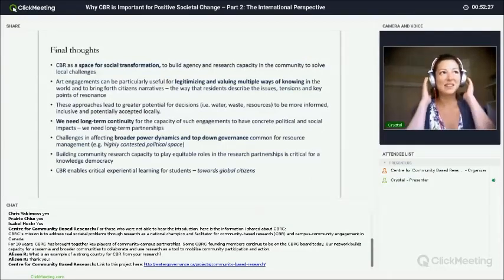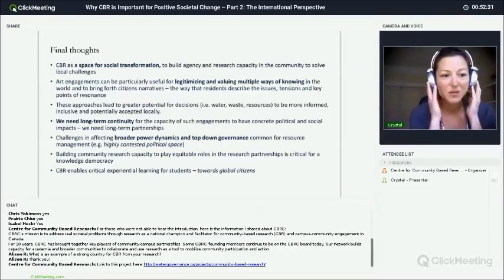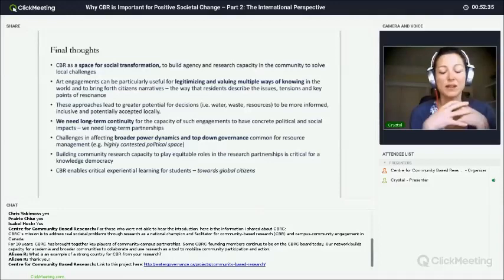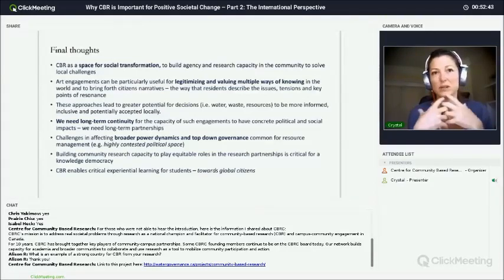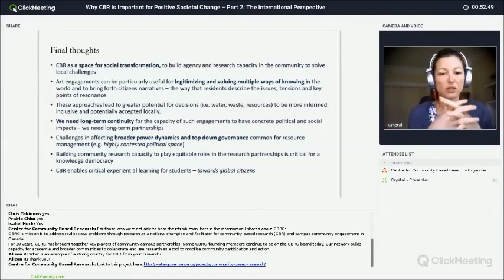Okay, just a few final thoughts, and then we'll have some time here. So yeah, I've mentioned a few case studies. I feel when CBR is done right, that it can be a space for social transformation, to build agency and research capacity in the communities to solve some of these local challenges, like the ones I've been working on.